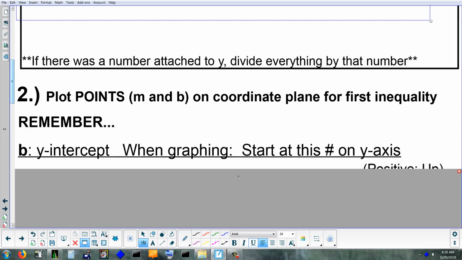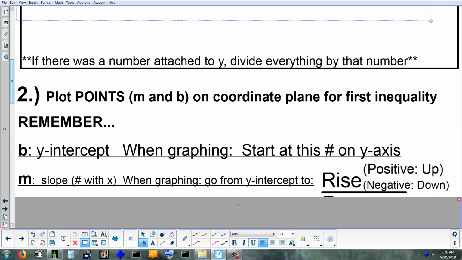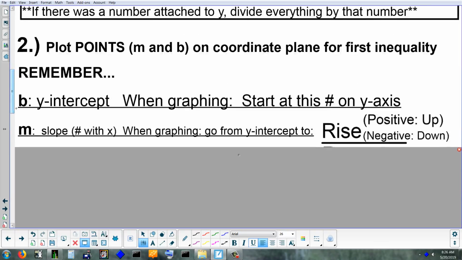If b is positive, you go up. If b is negative, you go down. So b is the y-intercept. Someone remind me again, what's m? X-intercept? The slope. Nope, slope. The slope. Yep. So m is your slope. How do you know it's the slope? It's the one with the x. Okay, whatever the number is in front of the x.